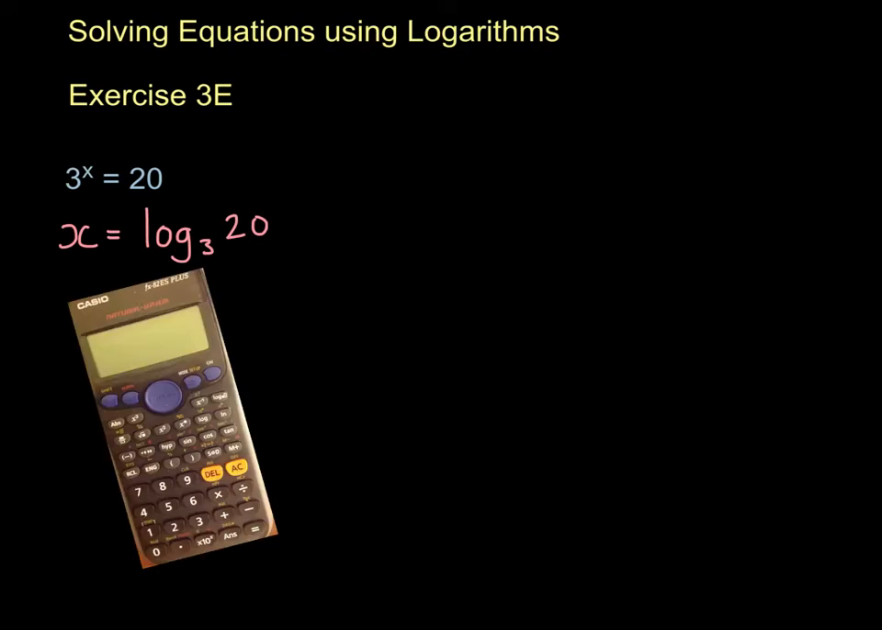So we've got that nice cool button on the calculator, the one in the top right corner. We can just press that, fill in the 3 and the 20, and away we go. We've got the answer. But I want to use a different method, which we call taking logs of both sides.